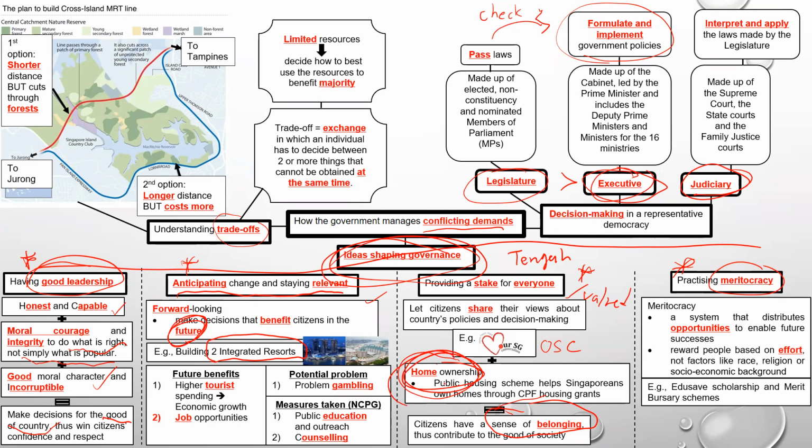So between these very difficult decisions of saving the trees and building new houses, if I use the idea of providing a stake for everyone to make my decision, I may eventually decide, okay, sorry, the trees must go, I must build a new housing estate.